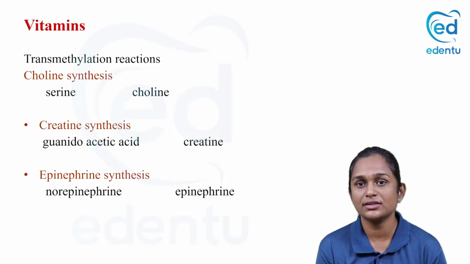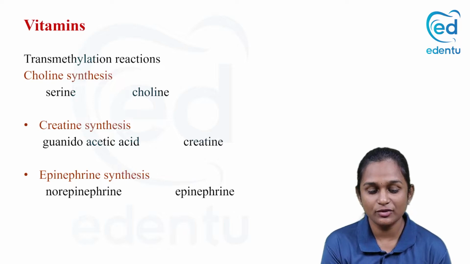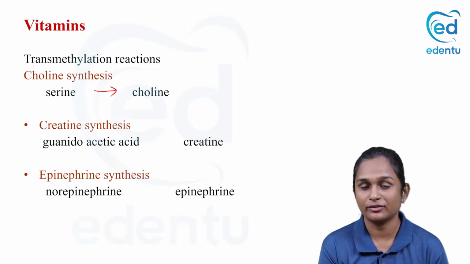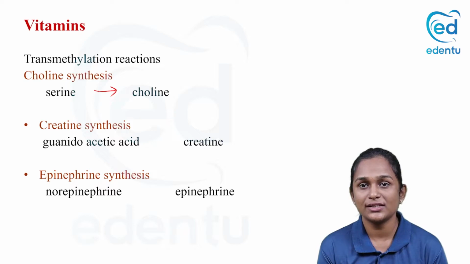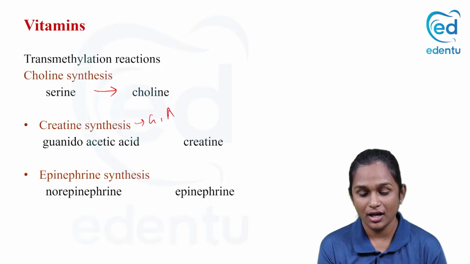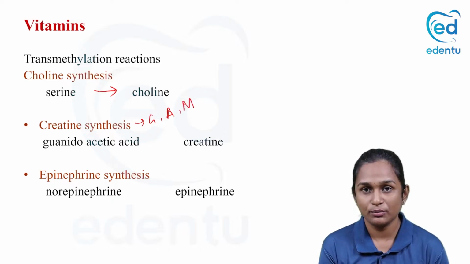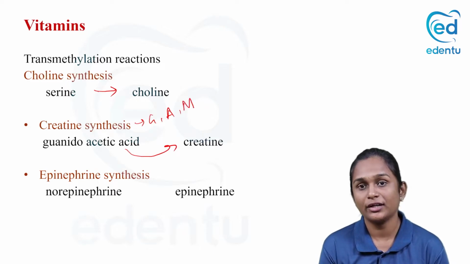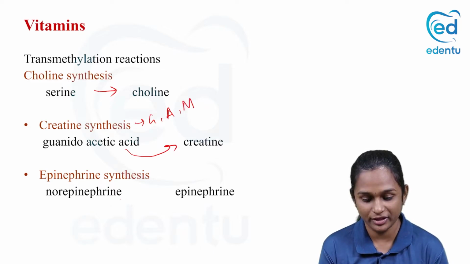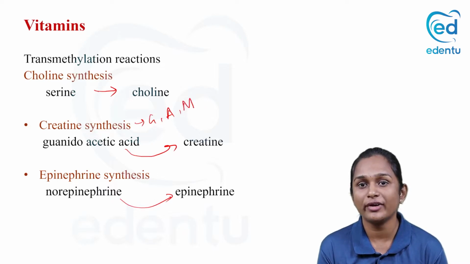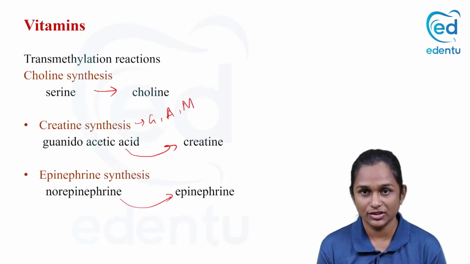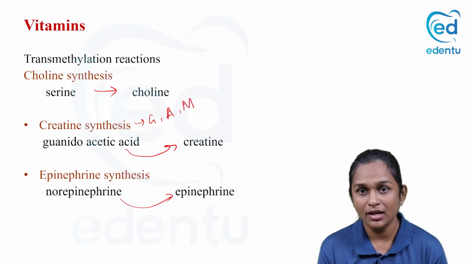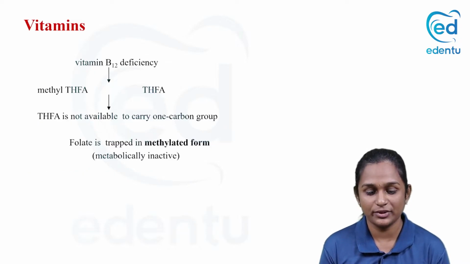To which precursor is this methyl group donated? If this methyl group is transferred to serine, it forms choline. It also has a role in creatine synthesis. Creatine is formed with the help of glycine, arginine and methionine. By donating the methyl group, guanidoacetic acid is converted to creatine, and it also donates the methyl group to norepinephrine, and it results in the formation of epinephrine. So these are the transmethylation reactions: serine to choline, formation of creatine and conversion of norepinephrine to epinephrine.